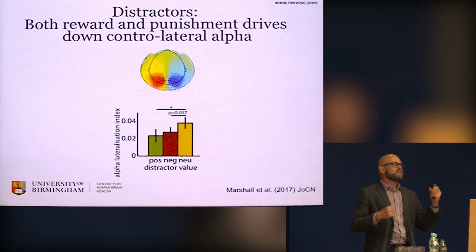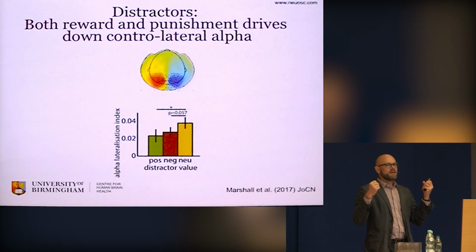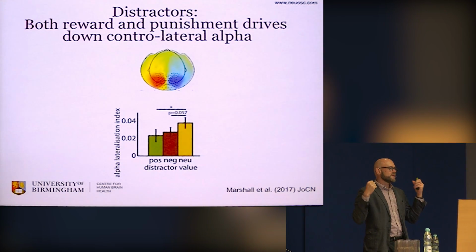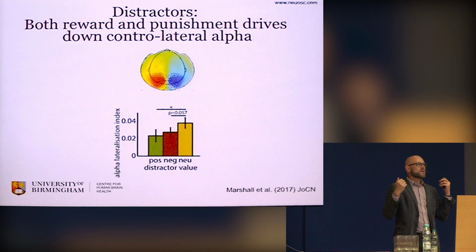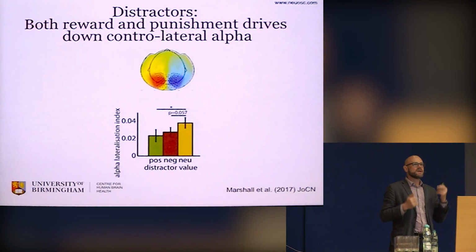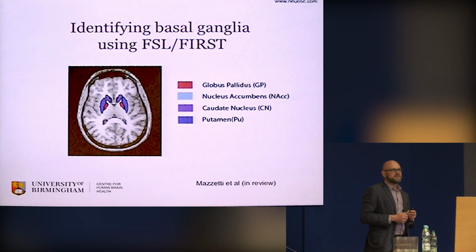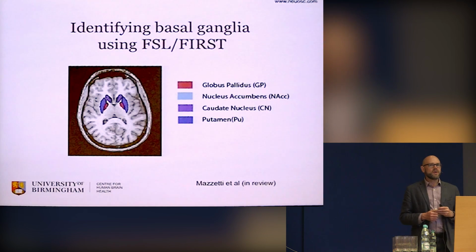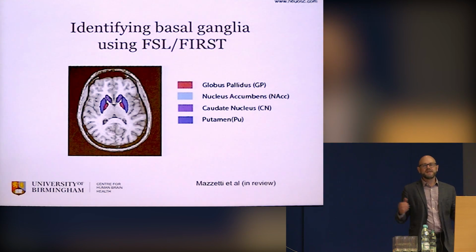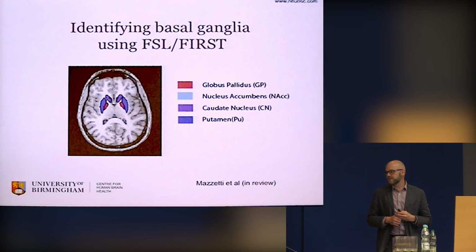So we have a paradigm where we can modulate the alpha oscillations in visual cortex. Furthermore, there are reward contingencies boosting this modulation. As I mentioned, we are interested in the striatum or the extended striatum, the basal ganglia structures.